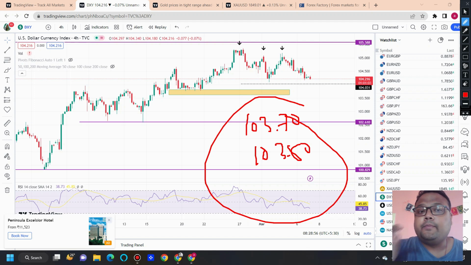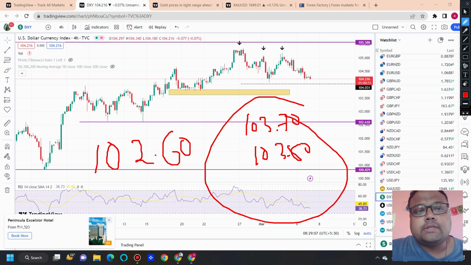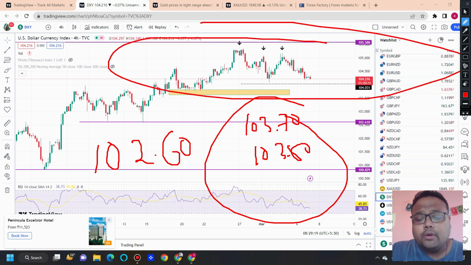In case market breaks this support, then on the chart, technically we do not have any immediate resistance. The next immediate support on the chart of DXY is around 102.60. So there's a big gap between the first support and the second support. The first support is 103.70-80 and the second support is 102.60. So though the market looks sideways or choppy right now, be careful after the news because market may show crazy volatility.